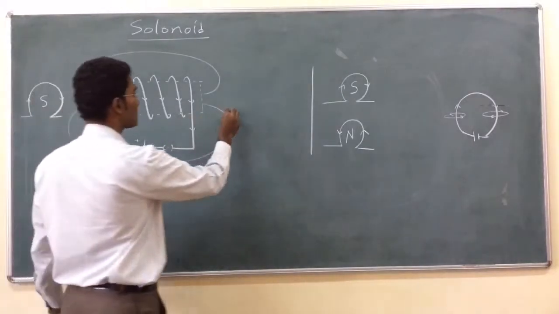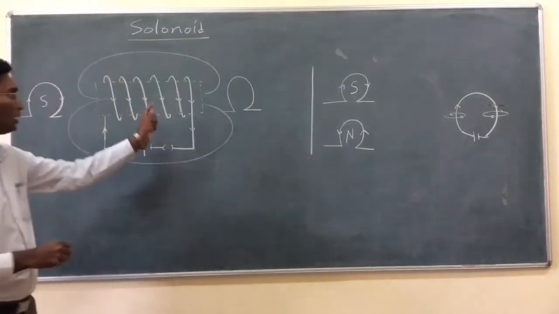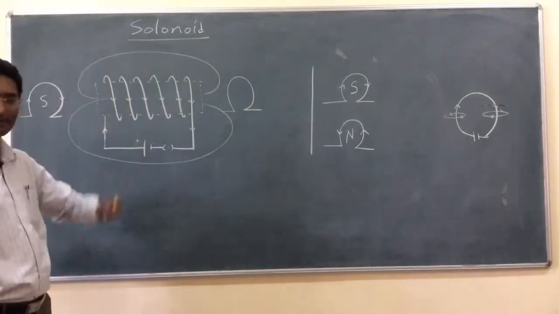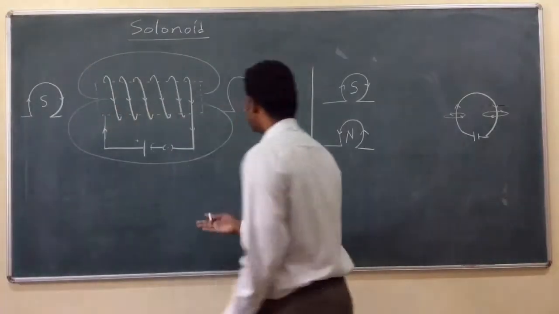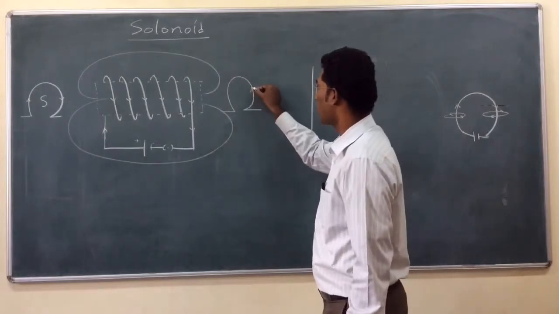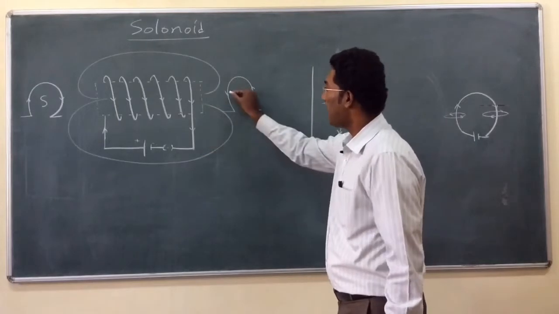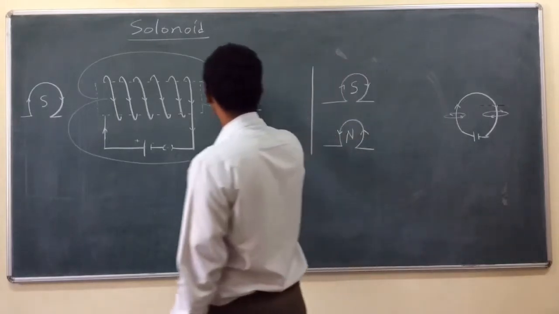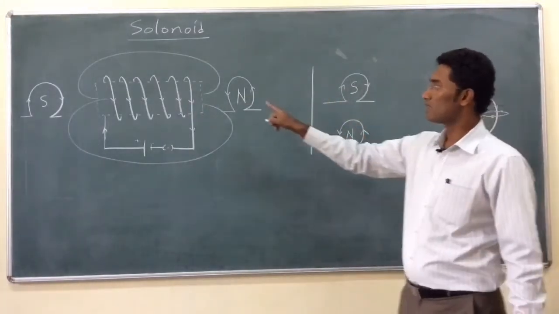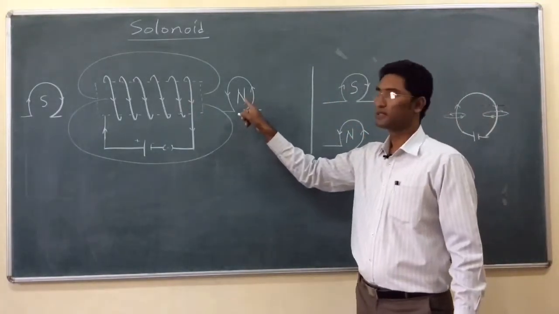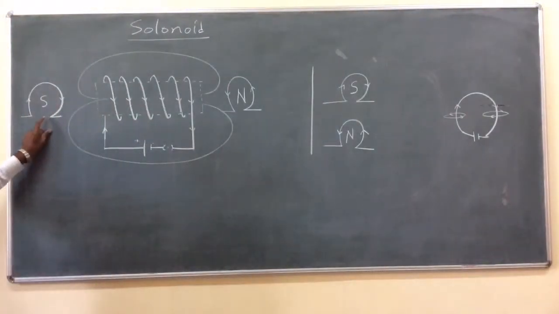If you look at this end, which type of current is flowing at this end of the loop? Is it clockwise or anti-clockwise? If you look like this, it is anti-clockwise. The current is going from back and coming in front, so it is anti-clockwise. So which pole will be formed here? North pole. So whenever current flows in the anti-clockwise direction, it forms a north pole, and whenever current flows in the clockwise direction, it forms a south pole.